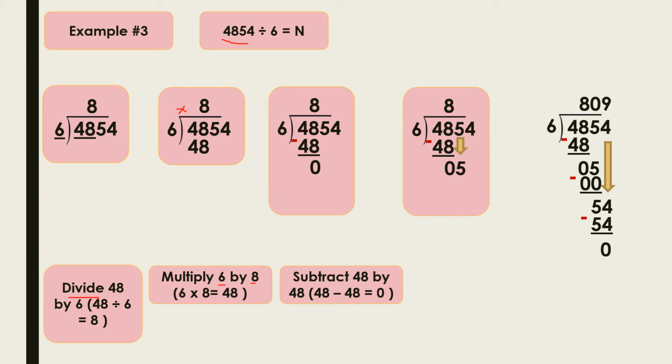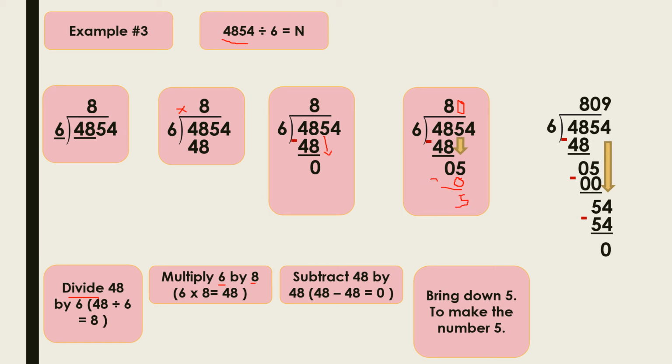Then, again, after you subtract, if there is a number, you just bring down. So, the question here is, 5 is less than 6. Teacher, do we need to proceed with the division? Yes. In this case, you just put 0. Don't forget this. You put 0, 0 times 6, and then you proceed to the next step. So, 5 minus 0 is 5.